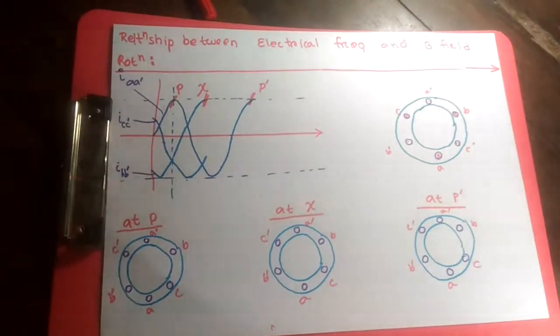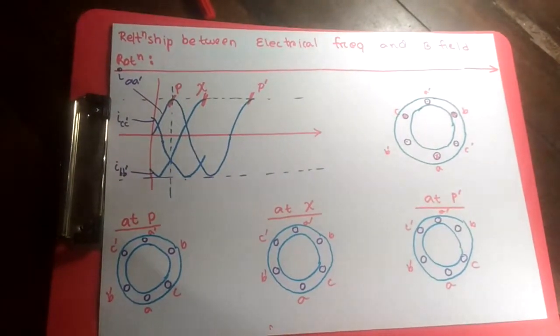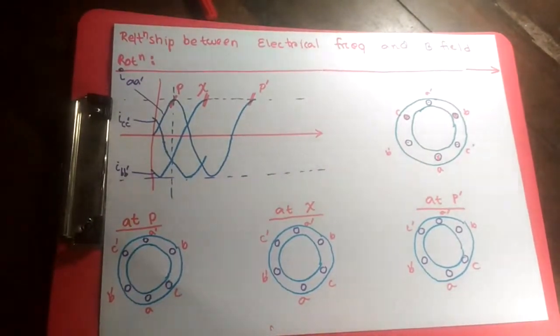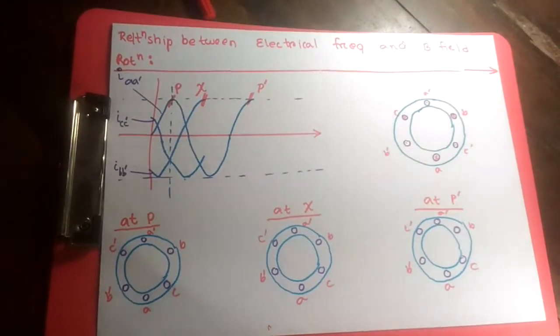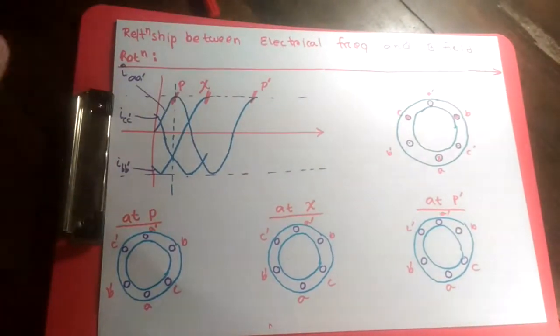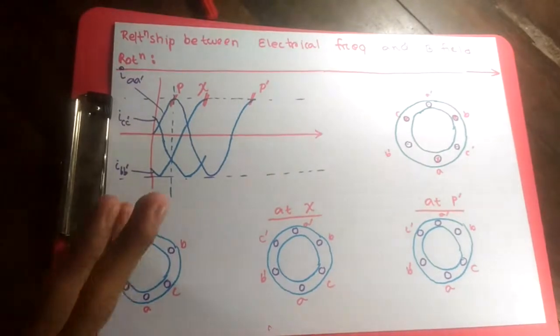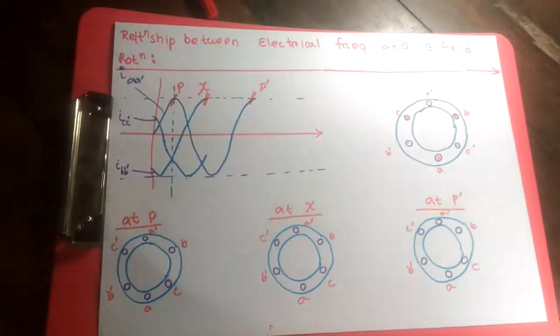So another day and another big picture, and the picture we're going to talk about is the relationship between electrical frequency and magnetic field rotation. What do we mean by electrical frequency? We mean the frequency of the three-phase current that we are supplying, and we're going to relate that with magnetic field rotational speed or frequency.